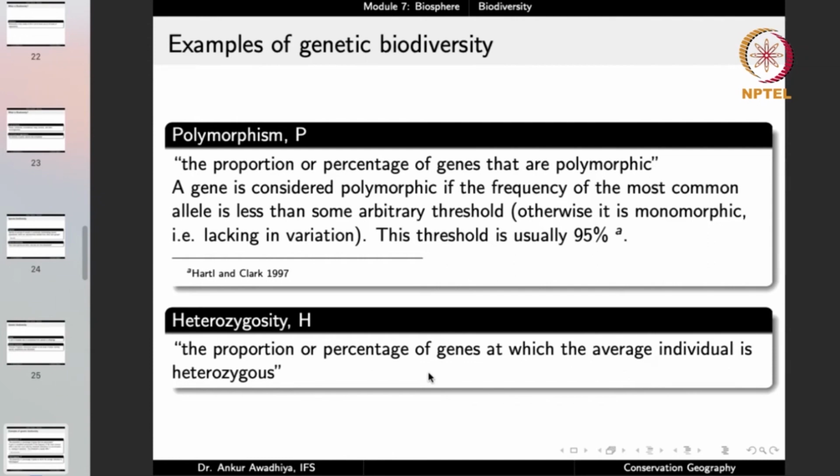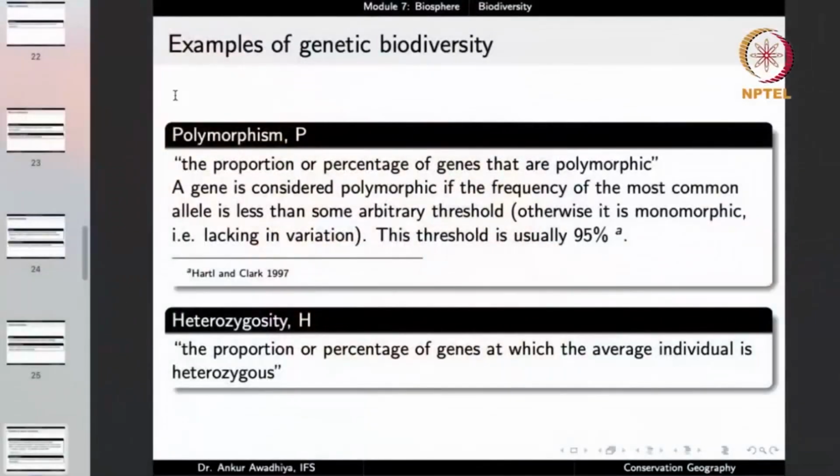So for instance, if you talk about eye color, then you have different colors of eyes in the human population. We have black eyes, brown eyes, blue eyes, green eyes, and so on. Now, is the eye color gene monomorphic or polymorphic? Now suppose 99% of individuals have black eye color. Then we'll say that this particular gene is monomorphic because it just lacks variation. 99% of everything is the same.